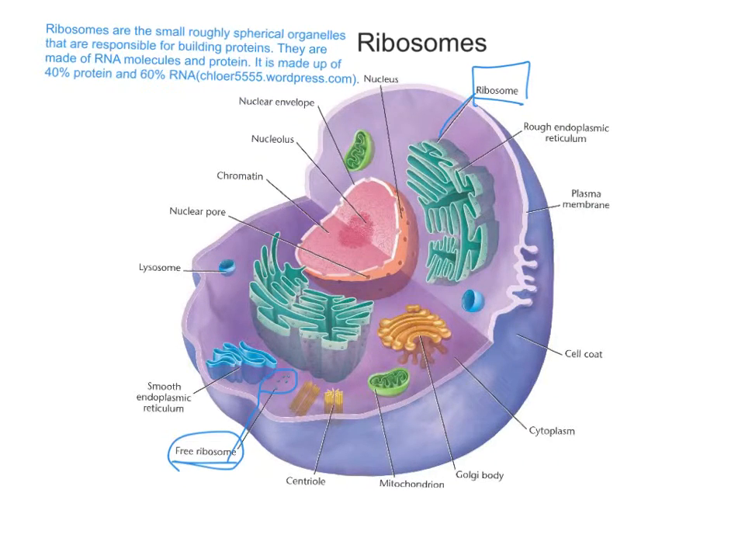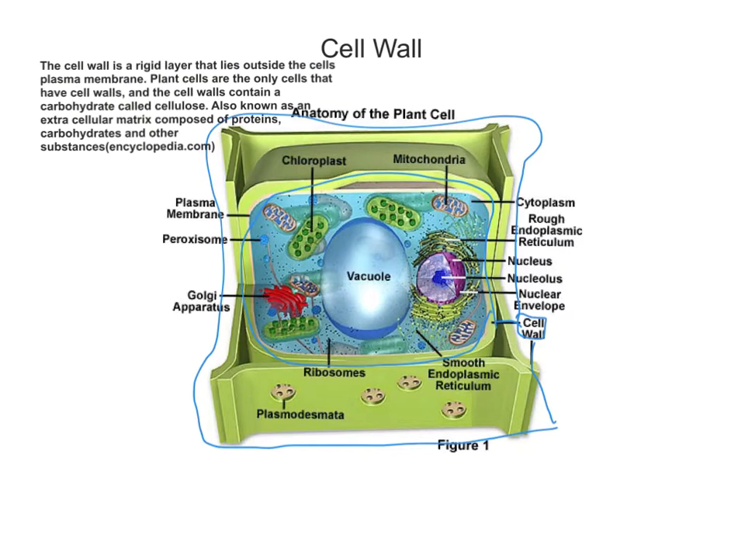Ribosomes are the small, roughly spherical organelles that are responsible for building proteins. They are made of RNA molecules and protein. It is made up of 40% protein and 60% RNA.